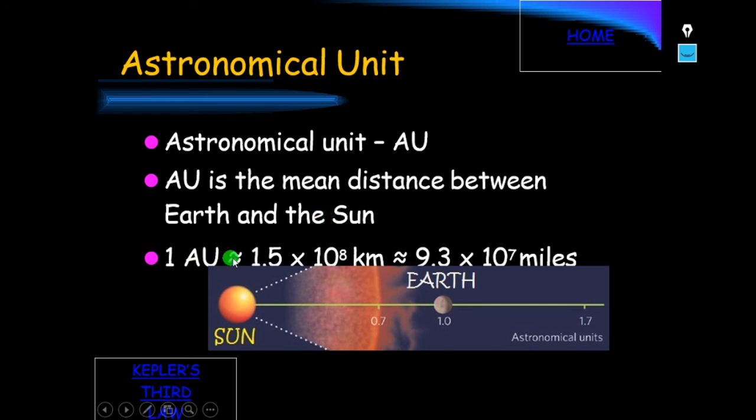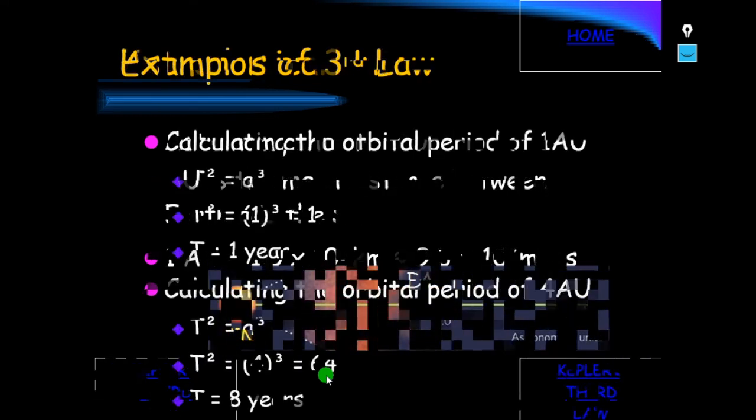One astronomical unit is nearly equal to 1.5 into 10 power 8 kilometers, that is 9.3 into 10 power 7 miles if converted. So let us see visually. Here there is a sun, here there is earth. So the mean distance between the earth and the sun is the astronomical unit I have shown here. So one astronomical unit is from sun to earth, that is equal to 9.3 into 10 power 7 miles.